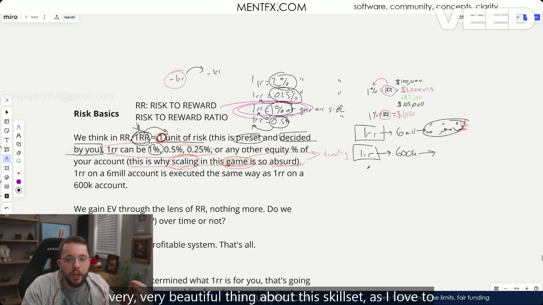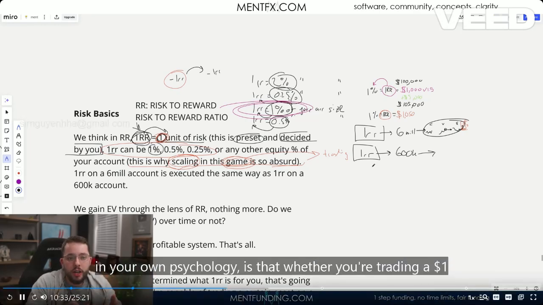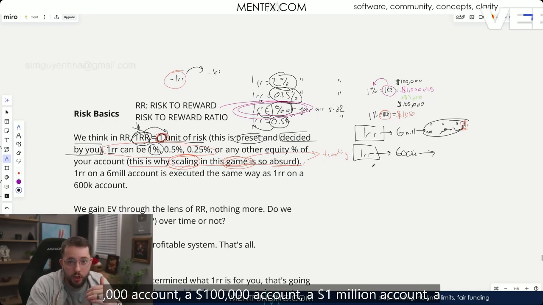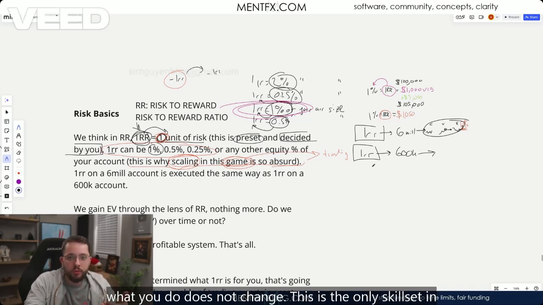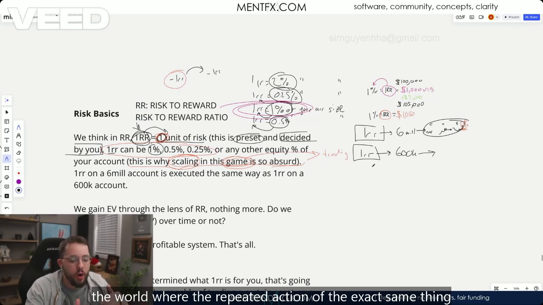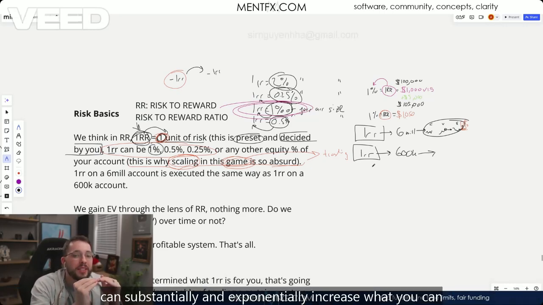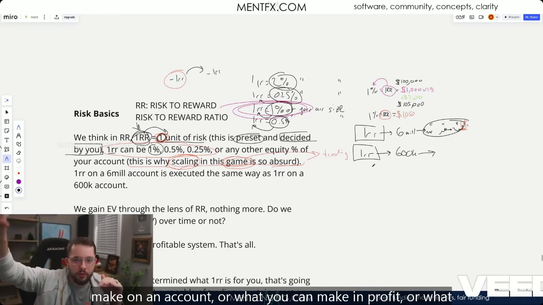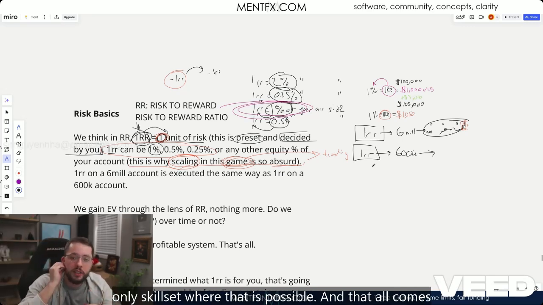The very, very beautiful thing about this skill set, as I love to say, and this is a little bit psychological to help you guys in your own psychology, is that whether you're trading a $1,000 account, a $100,000 account, a $1 million account, a $10 million account, or a $100 million account, the act of what you do does not change. This is the only skill set in the world where the repeated action of the exact same thing can substantially and exponentially increase what you can make on an account, or what you can make in profit, or what you can make every single year, or every single 3 years, or every 10 years, right? Close to infinitely. This is the only skill set where that is possible.